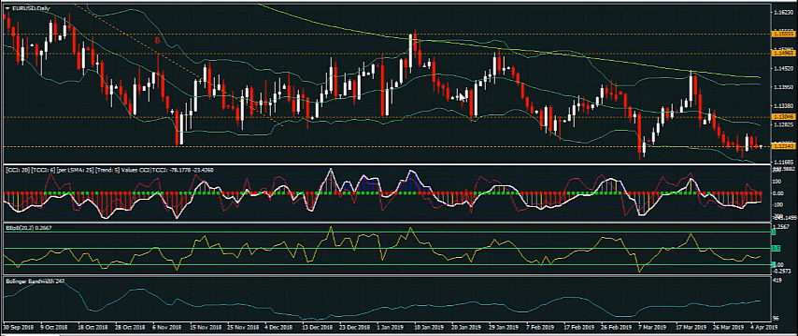Obviously, we had non-farm payrolls on Friday. Didn't really provide me with a whole lot of opportunity there. This is the euro dollar. This is the daily time frame.